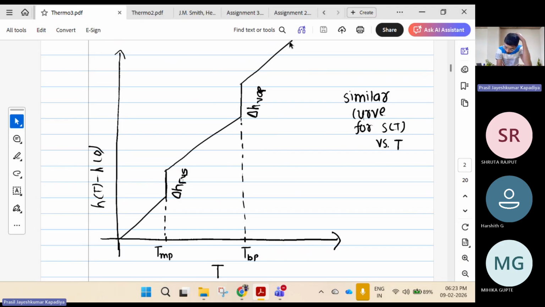So this enthalpy is called sensible heat, and this enthalpy is called latent heat, if I am pronouncing it correctly. No change in temperature, yes. So this enthalpy where temperature change is occurring is called sensible heat. The heat needed to be provided is called sensible heat, and this part is called latent heat. A similar curve we can also draw for S of T versus T.